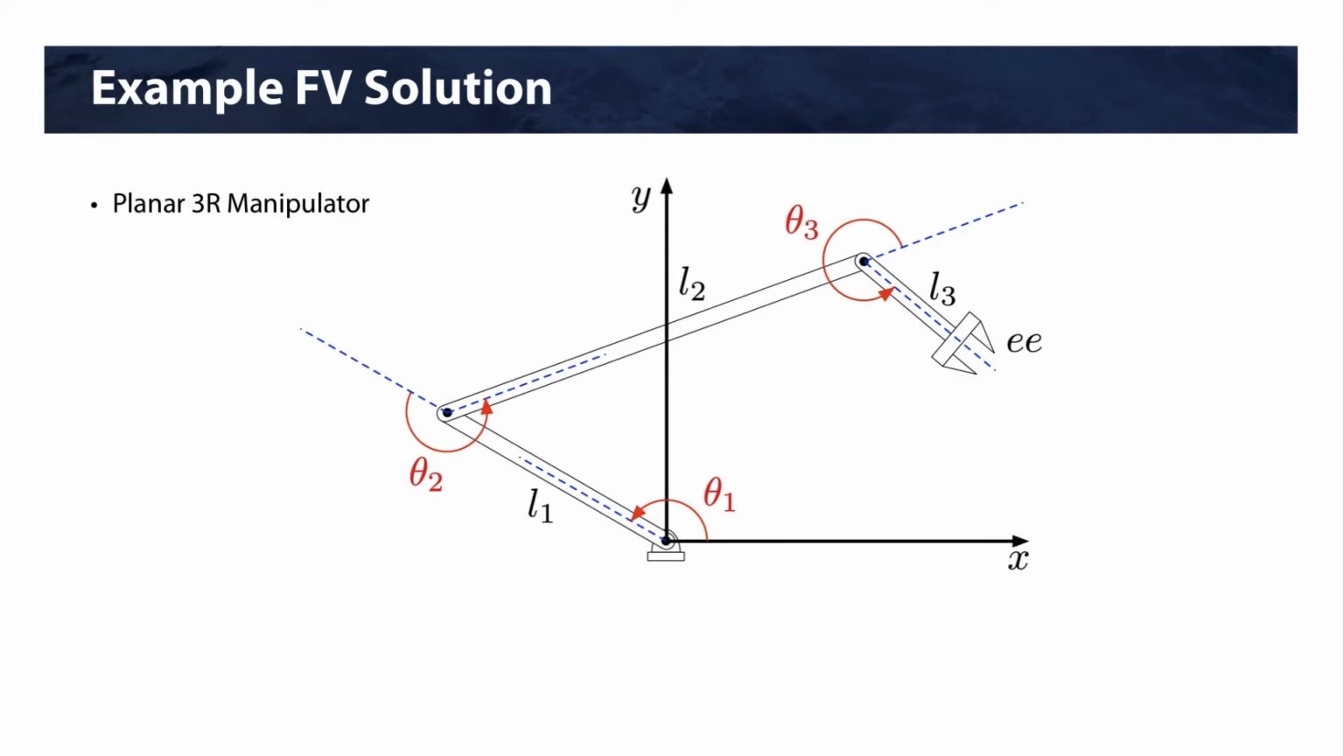For the forward velocity problem, we're going to be given the joint space variables. So we're going to be given our joint rates: theta 1 dot, theta 2 dot, and theta 3 dot. And what we're trying to find is the velocity of our end effector. So the translational velocity, x dot and y dot, and the angular velocity, which is alpha dot.